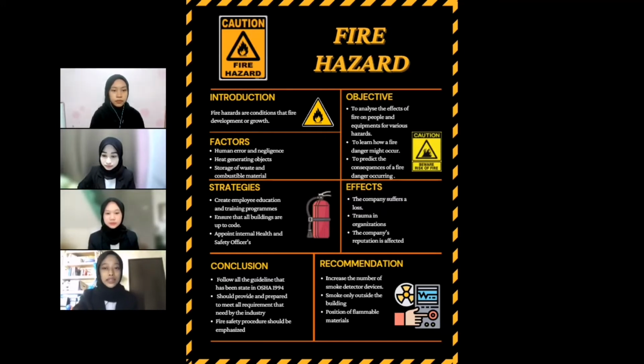Next, I will explain the strategies. First, create employee education and training programs. Prevention is only effective when everyone participates. If a single employee causes or fails to report a fire hazard, all other prevention strategies may be rendered ineffective. Organizations ensure that proper fire prevention procedures are followed at all times by raising awareness and training employees on them. This reduces the likelihood of any fire-related incidents.